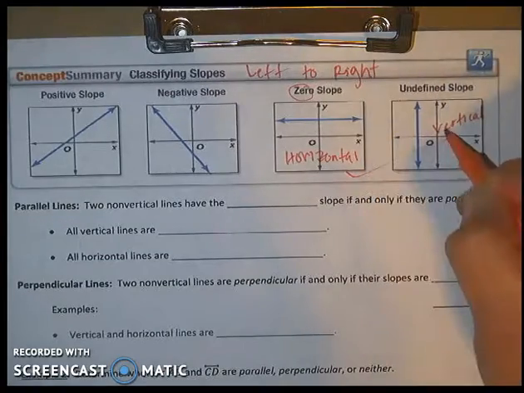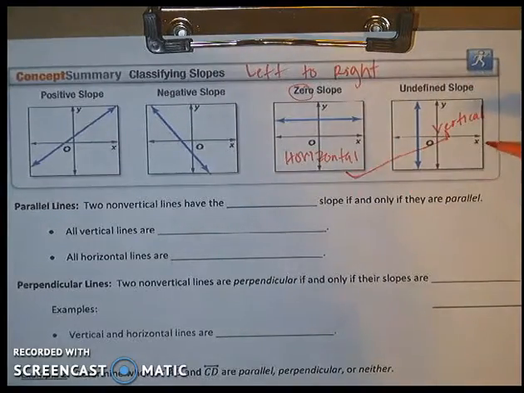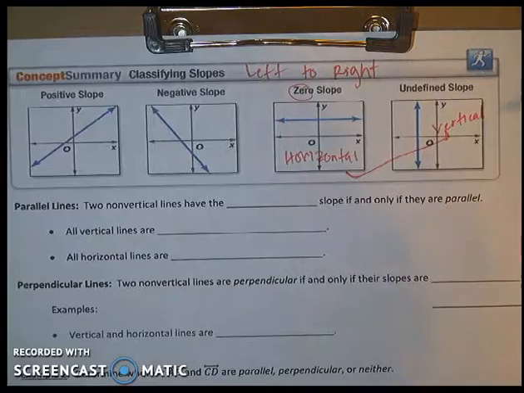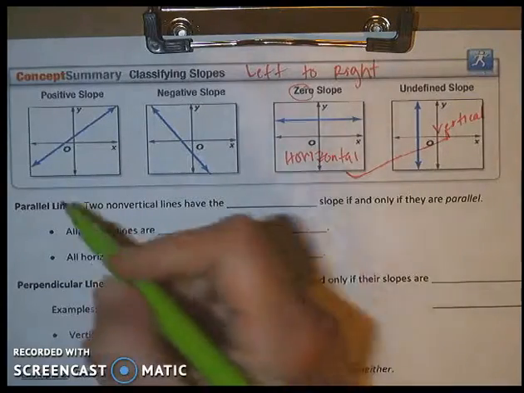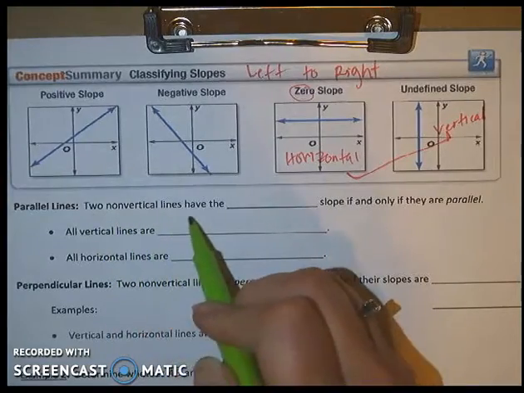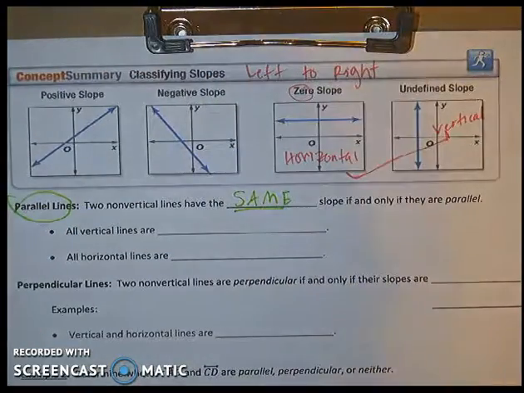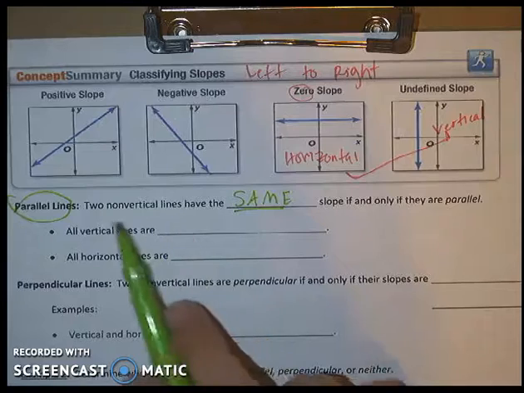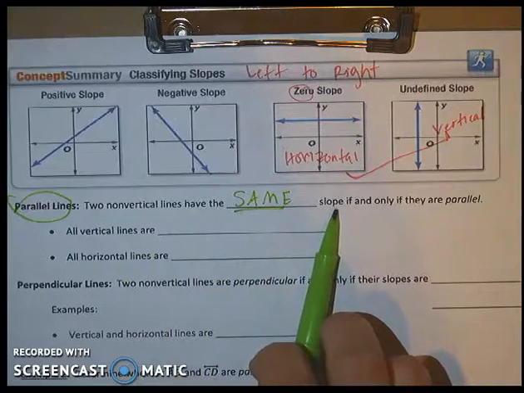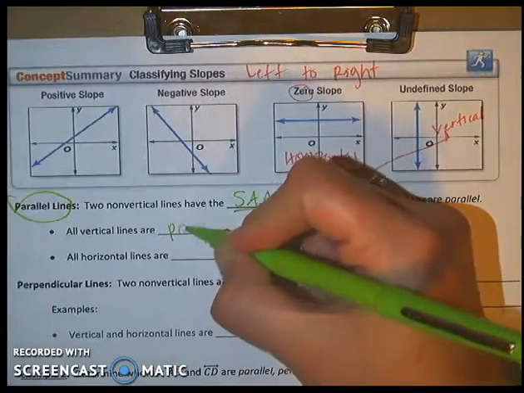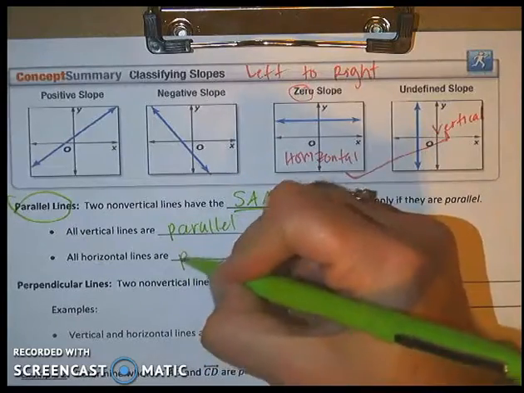If you get confused between these two, the best thing to do is graph an example and see what it is. You could pick 2 points on a vertical line and figure out, okay, is that undefined or is that 0? Because that seems to always be a sticking point where students forget what's what. In the next part here, parallel lines: 2 non-vertical lines have the same slope. So if lines are parallel, they have the same slope. They're parallel if and only if they have the same slope. Remember that all vertical lines are parallel and all horizontal lines are parallel.